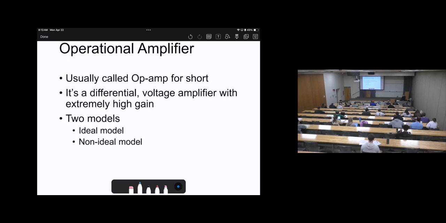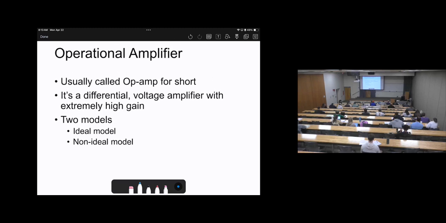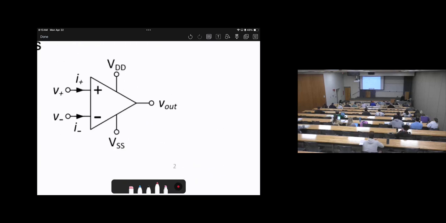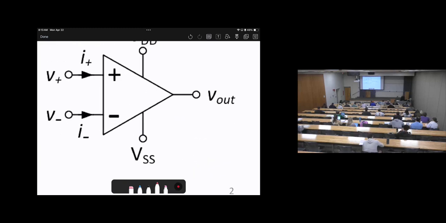So again, there are different ways, the operational amplifiers. There are two models: the ideal model and the non-ideal model. In real life, it's a non-ideal model. But as a shortcut, to make it as simple as possible, we will go through the ideal modeling. So in this course, we will discuss the ideal model. Okay. So this is how the op-amp looks, this triangular shape.